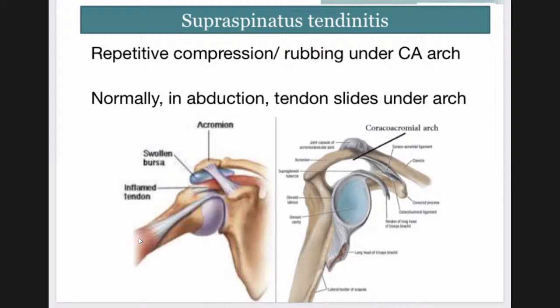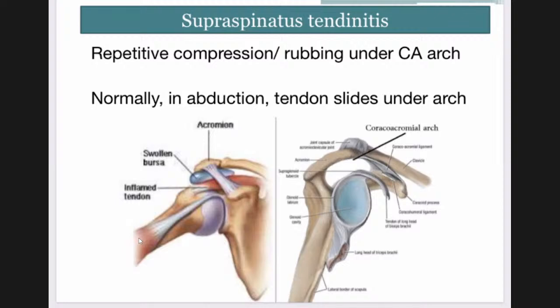Okay, as you can see under that coracoacromial arch, or in the subacromial space, you have the tendon and you have a bursa which lies under the acromion. So can you see the picture on your left? There's a swollen bursa there. So when the space inside that arch gets compromised, then the tendon undergoes more compression and rubbing, okay, because of compromised space in that arch.